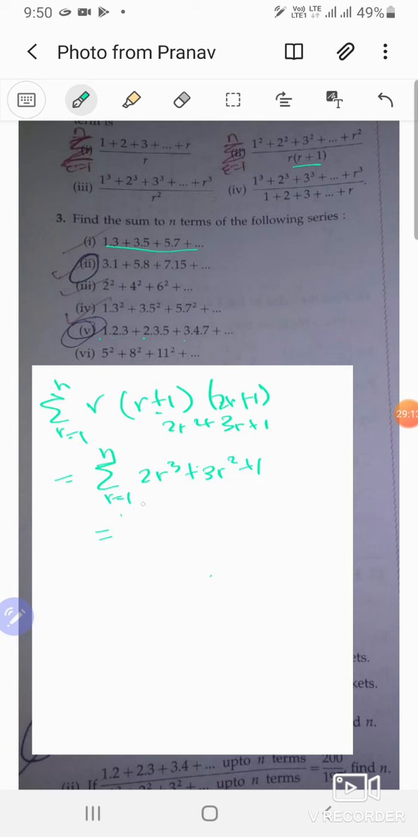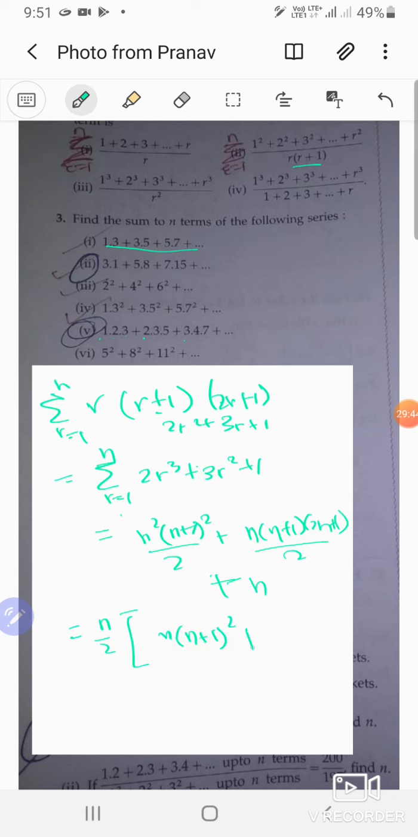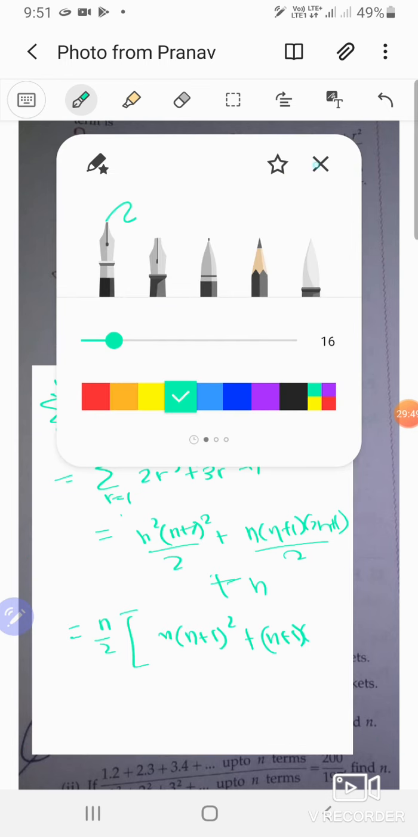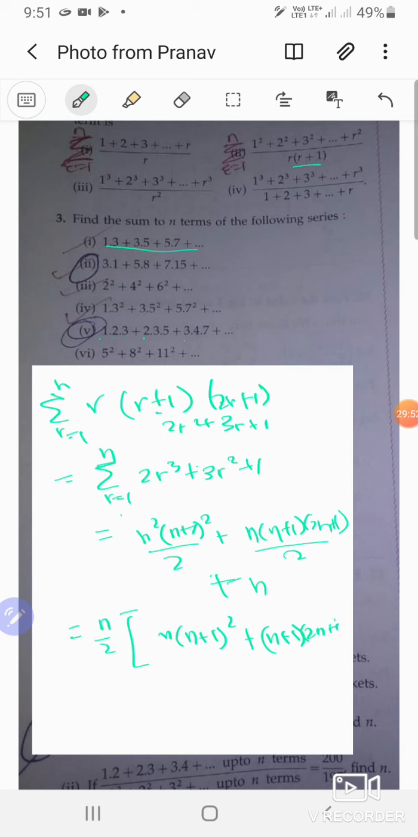Boring. So for r cubed you just have n squared into n plus 1 squared upon 2, plus 3r squared supposed to be equal to, I mean, n into n plus 1 into 2n plus 1 upon 6, but then you got upon 2, plus n, right? Supposed to be equal to n by 2 common, you got n into n plus 1. Yes, this is supposed to be equal to, wait, n into n plus 1 squared. Okay, fine. So n into n plus 1 squared plus n plus 1 into 2n plus 1. Okay, it's just getting frustratingly big.